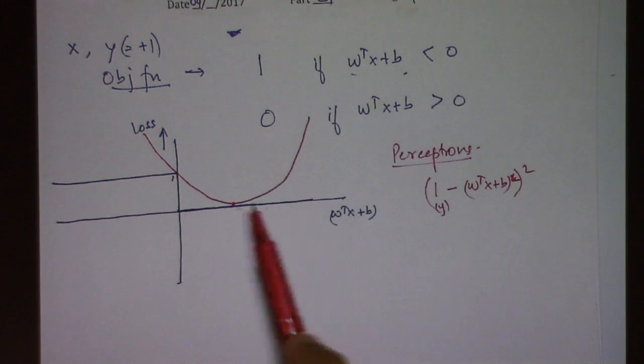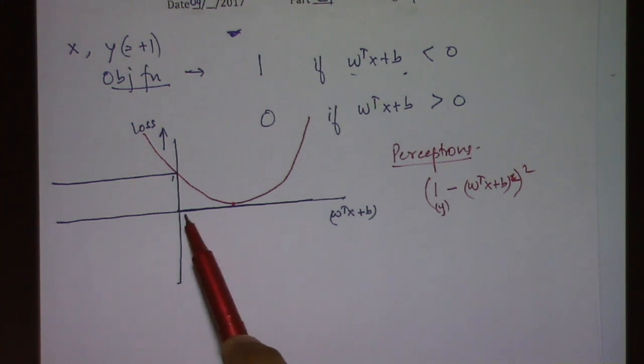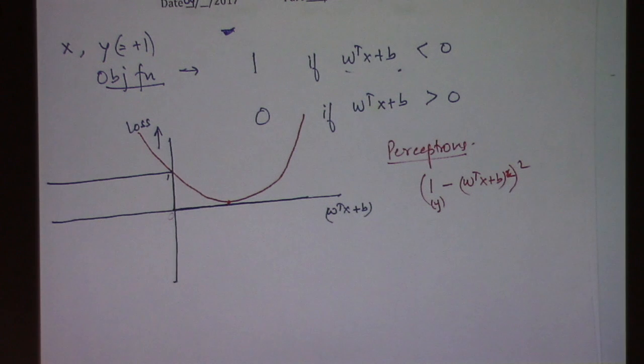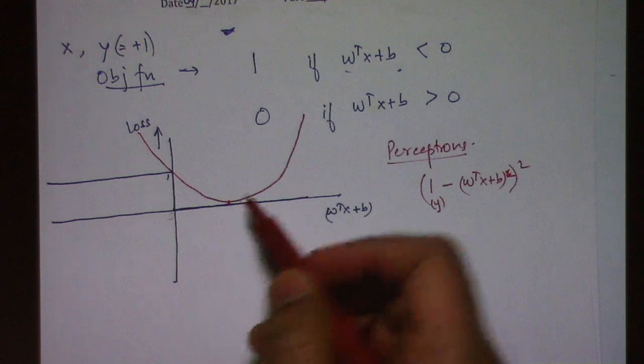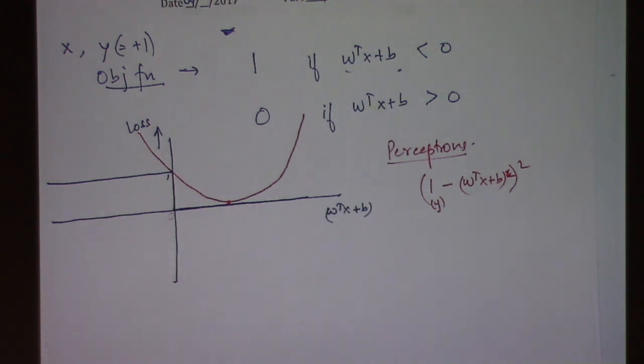Even if your W transpose X plus B is greater than 0, which is good because now you can predict it correctly, the Perceptron just says that I want it to be around here, and if you move either way, I'm going to penalize you, right? So some people call this an issue with perceptrons. Another function is what we call logistic regression. Let's use this one.